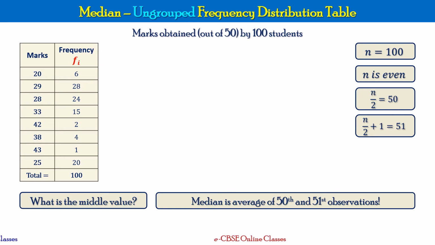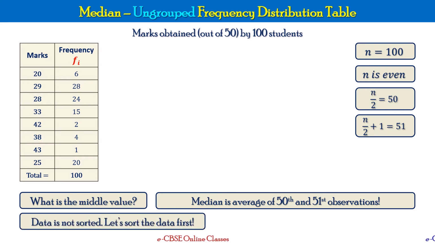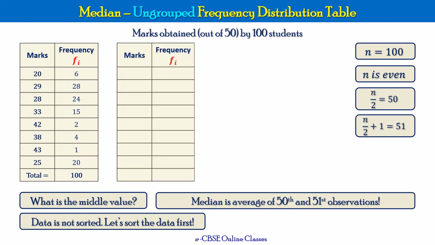We need to look at the 50th and 51st observations of this data. How to do that? My data is not sorted yet. So the first step is basically to sort the data. I'm building the same table like the one on the screen right now, but I arrange the marks in ascending order. The minimum value here is 20. So the first row is 20 and the corresponding frequency is 6. Next value is 25 and the frequency is 20. Next value is 28 and the frequency is 24. Next is 29 and the frequency is 28.